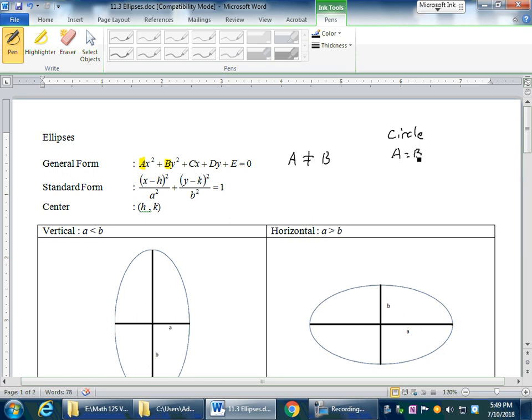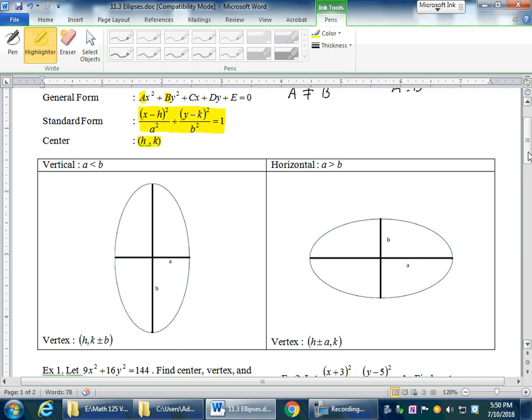In a circle, it's exactly the same thing, but A is equal to B. Right? So that's different. In standard form, which is where you can find the center and everything, it becomes (x minus h) squared over a squared plus (y minus k) squared over b squared equal to 1. The ellipse, and the next section's hyperbola, will always equal 1. If you can put it into standard form, you right away get your center h and k. And depending on the values of a and b, your ellipse will be vertical or horizontal.